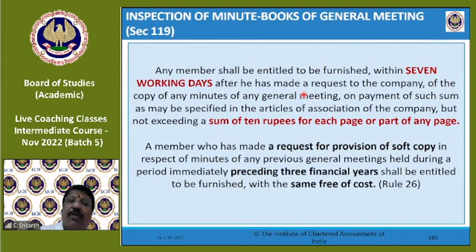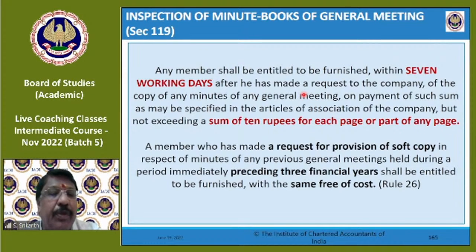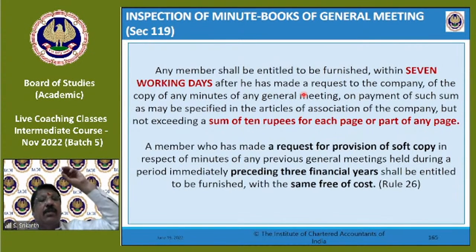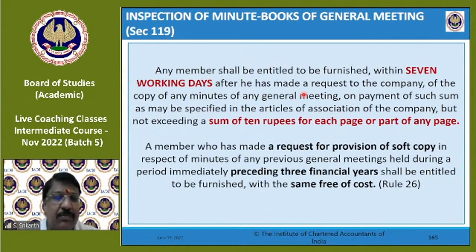Okay. When you are making a request for soft copy in respect of any minutes of any previous general meeting held during a period immediately preceding 3 financial years, he shall be entitled to be furnished free of cost. That is what I said. Suppose you have a PDF image or a PDF version, you can't charge it. Simply send it to him. It's so easy today to give him the minutes. Simply scan it, keep the PDF ready. Whenever somebody asks, give it. That's all. Right?